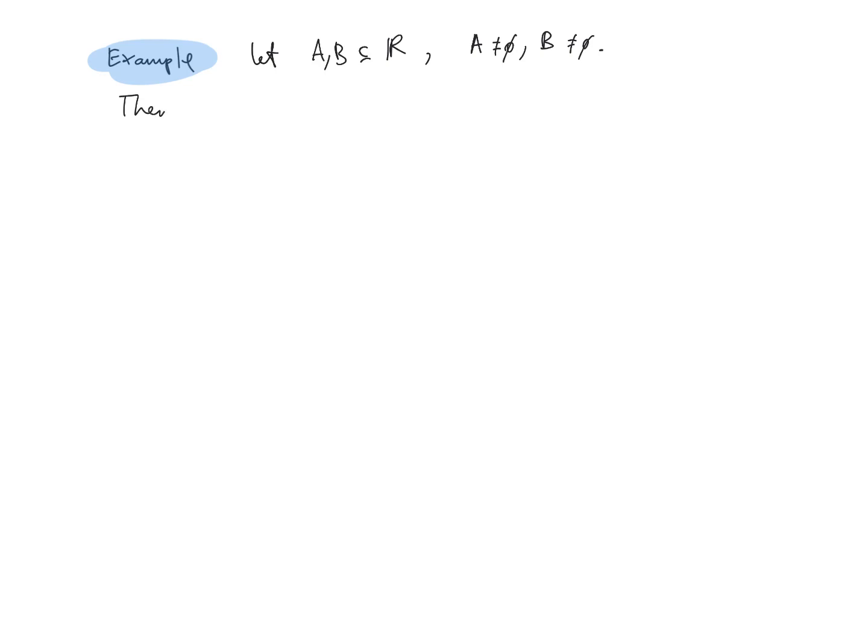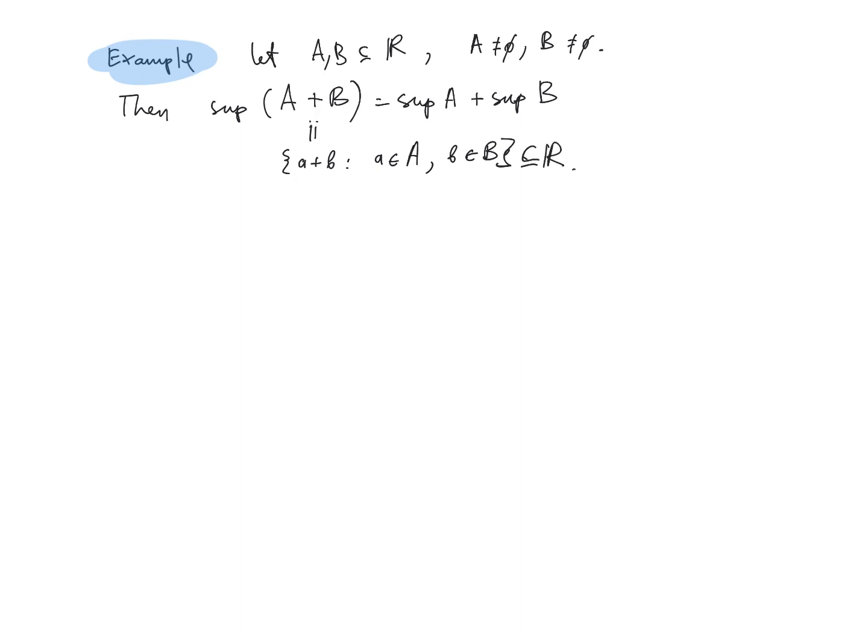We claim that then the supremum of the set of sums A plus B is equal to the supremum of the set A plus the supremum of the set B, where the set A plus B is by definition the set of all real numbers of the form a plus b, where the little a belongs to the set capital A and little b belongs to the set capital B. So this set A plus B is itself a set of real numbers, so it makes sense to talk about its supremum. Okay, so we would like to verify that this equality holds.